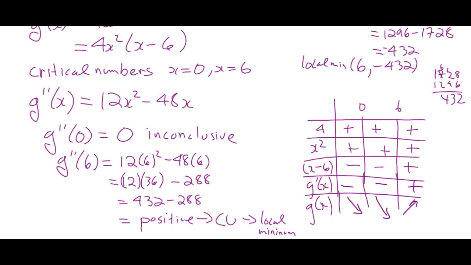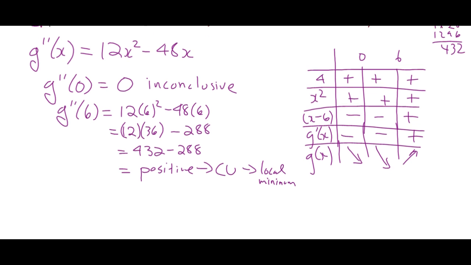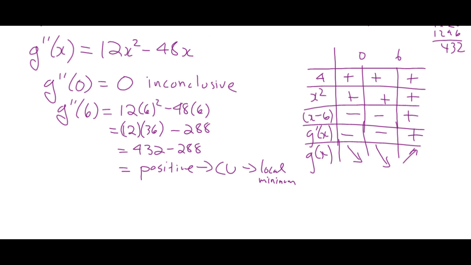Okay, so what's happening here at 0? Is there a local max or min? No, right. So it's a POI, and this is a local min. This we already knew, but the second derivative test was inconclusive, and the first derivative test tells us it's decreasing on both sides, so it's got to be a point of inflection, right? And then we could go graph that.